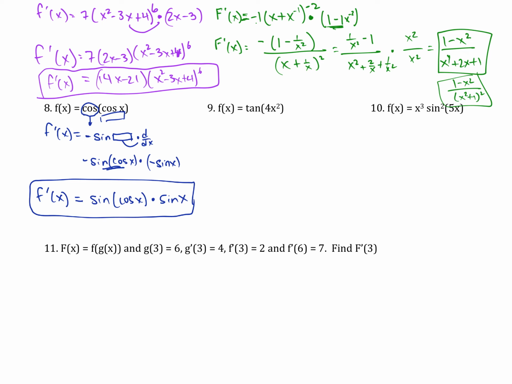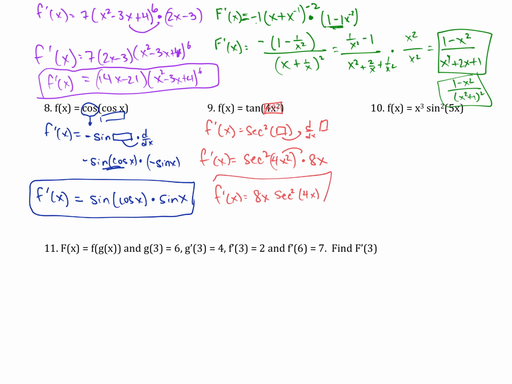Moving on to the next one. Over here I'm dealing with a tangent. Remember, this is like my box that I just ignore. Take the derivative of the tangent, and this would be secant squared of this box. And now I have to take the derivative of this box. Okay, so f prime of x becomes secant squared, and this was 4x squared in here. Now I take the derivative of this times, that would be 8x. So rewriting this, I get f prime of x equals 8x times secant squared 4x.